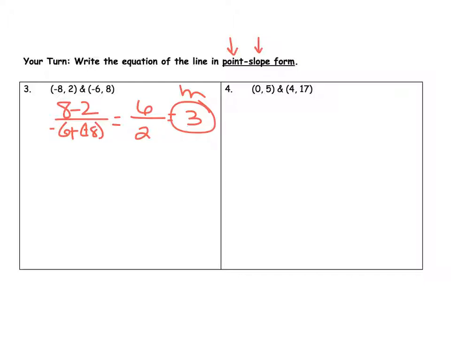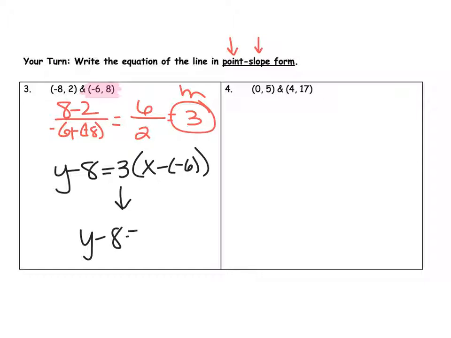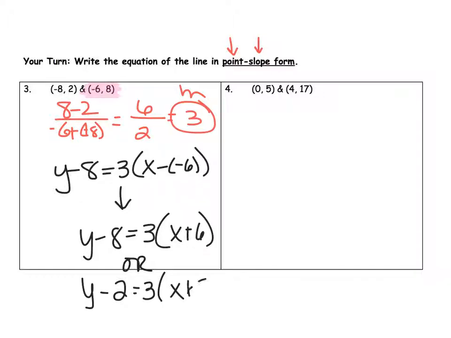I'm going to just choose one point. Let's choose this point, negative 6, 8. Doesn't really matter. And my final equation in point slope form is y minus 8 is equal to 3 times x minus a negative 6, which becomes y minus 8 is equal to 3 times x plus 6. Or if I chose my other point, I would have gotten y minus 2 is equal to 3 times x plus 8.